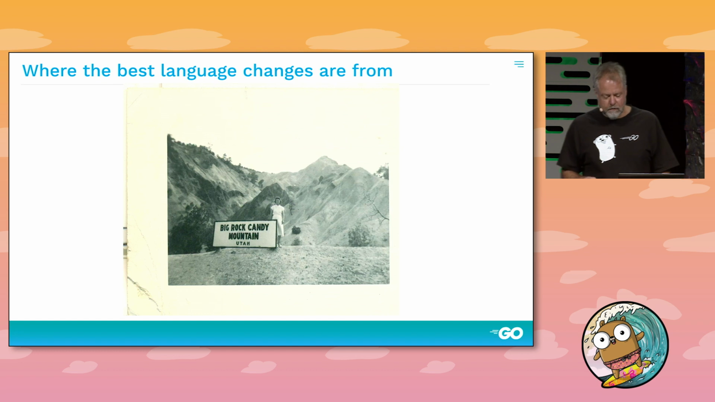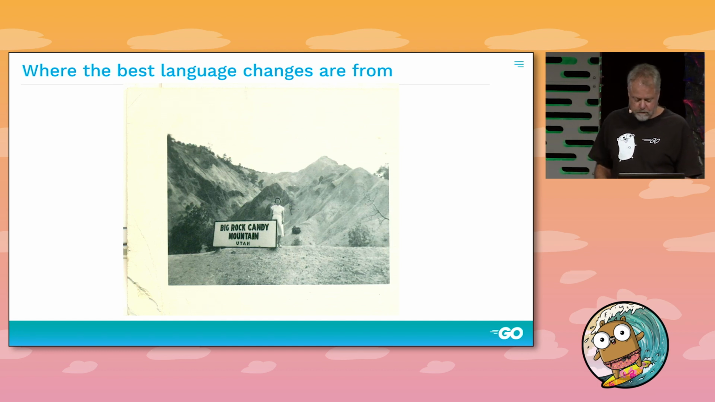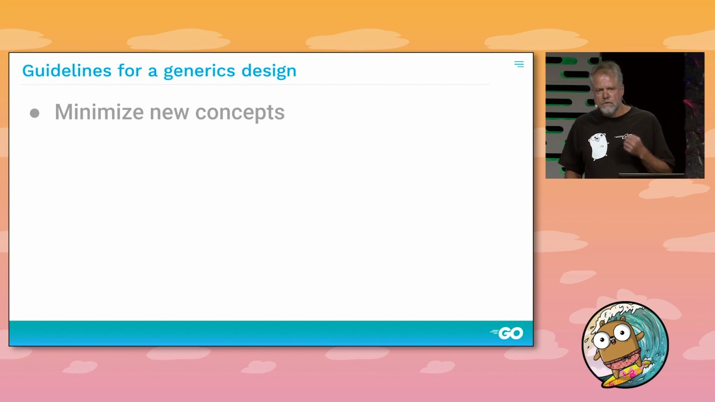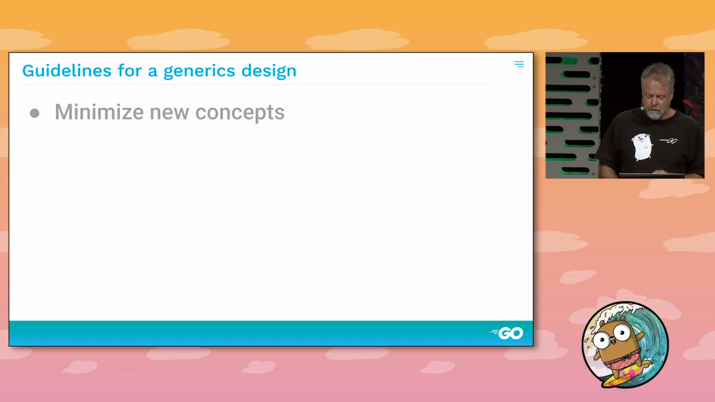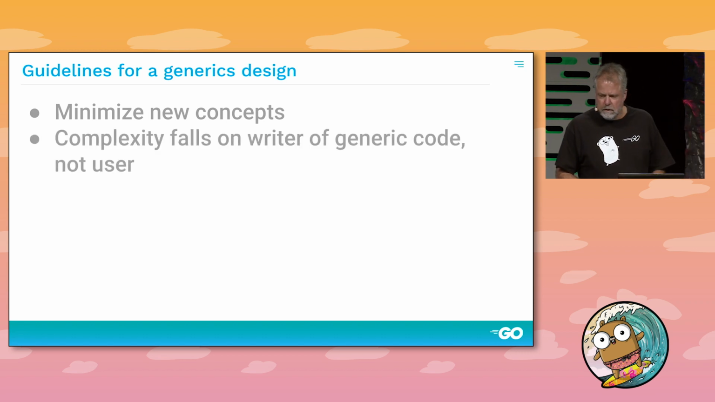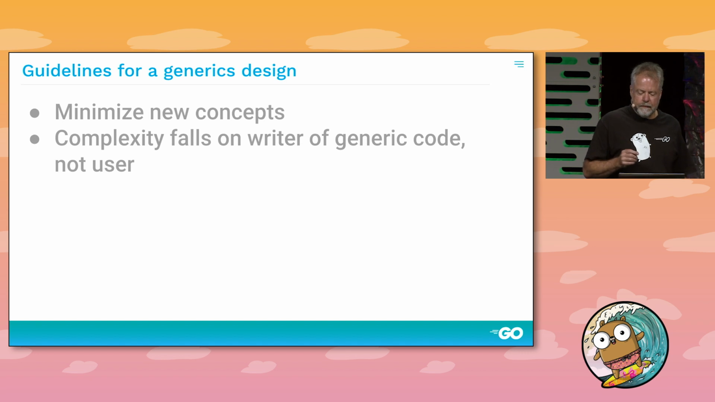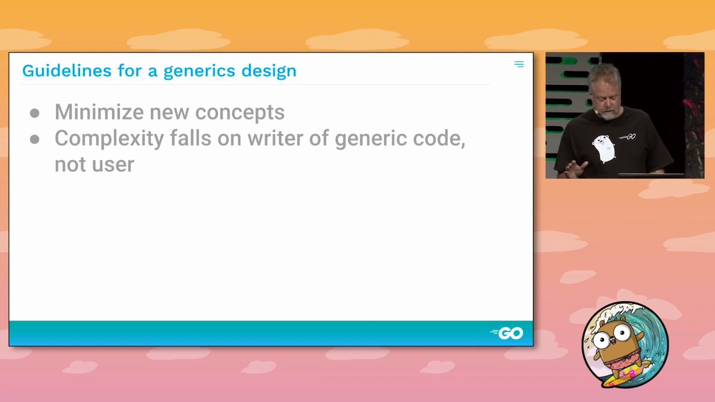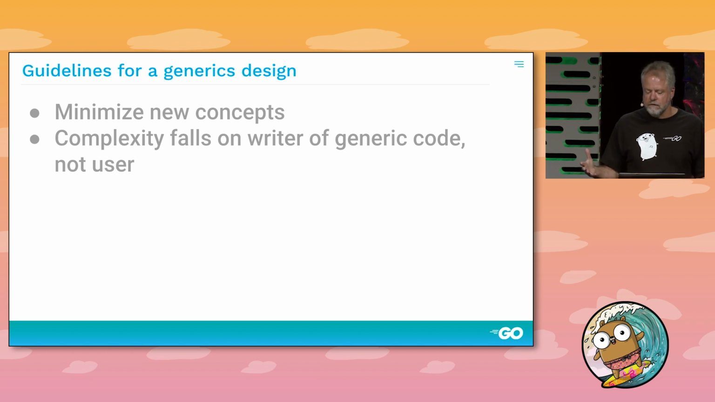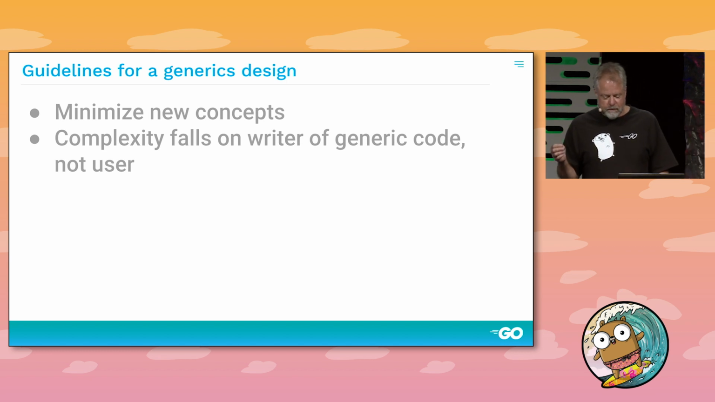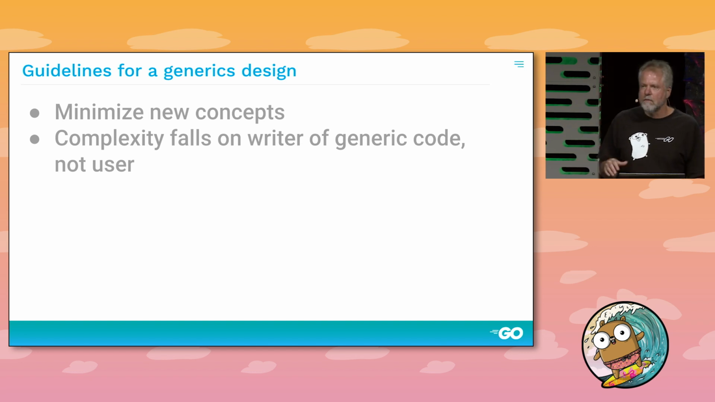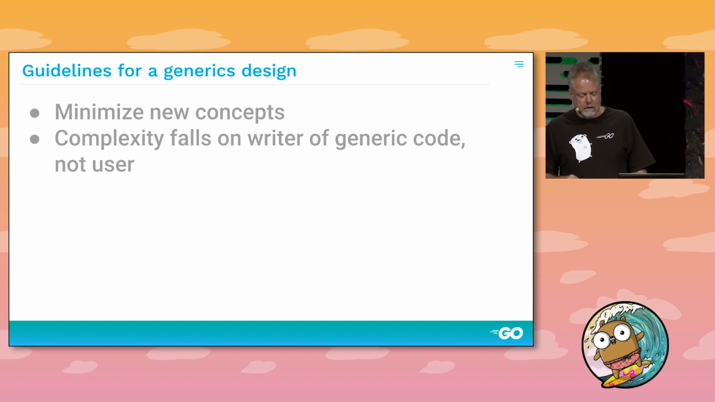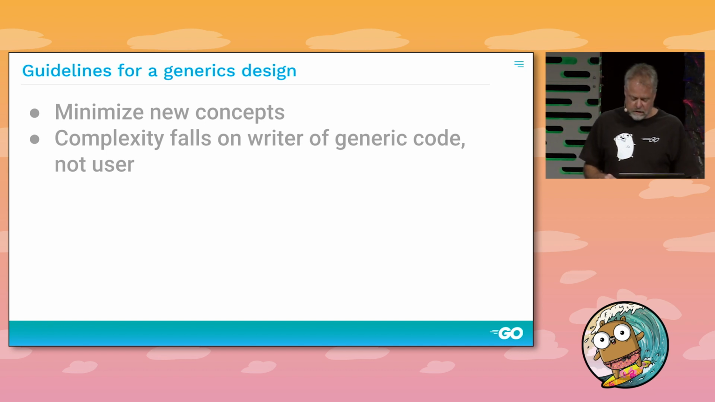To make this more concrete, I'm going to list a few guidelines that we should follow. We should add as few new concepts to the language as possible. That means a minimum of new syntax and a minimum of new keywords and other names. As much as possible, the complexity of generics should fall on the programmer writing the generic package. We don't want the user of the package to have to worry about generics. That means it should be possible to call generic functions in a natural way, and it means that any errors in using a generic package should be reported in a way that is easy to understand and to fix. It should also be easy to debug calls into generic code.